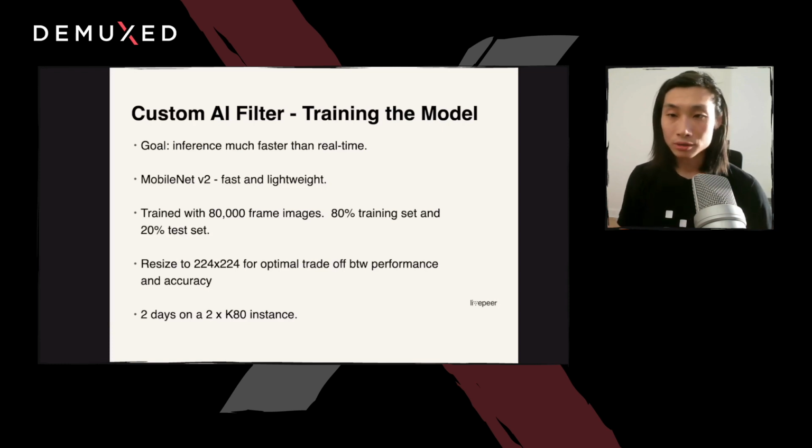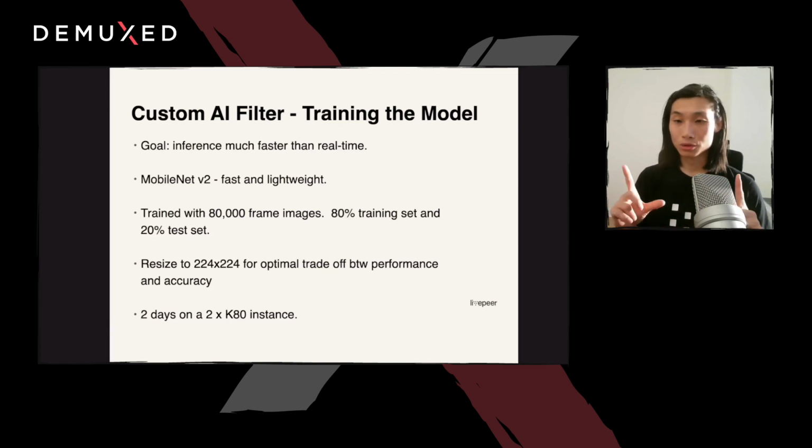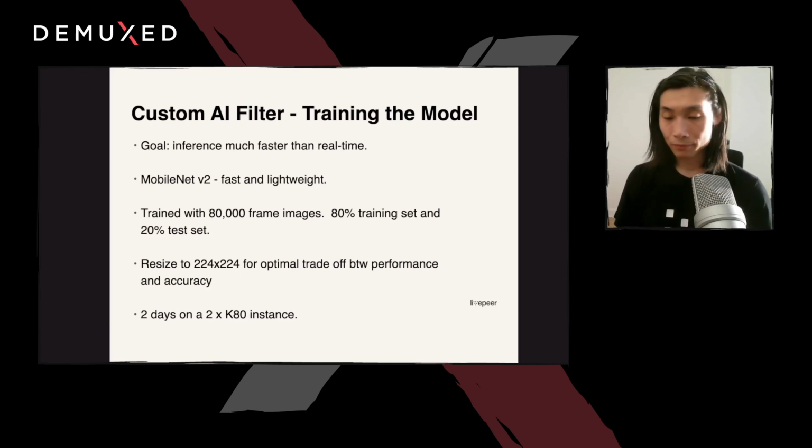One is we trained our own model in order to detect soccer streams and adult content. We used MobileNet v2 for a really fast and lightweight performance. We trained the model using about 80,000 frame images. And after some experimentation, we found that a 224 by 224 input size was the optimal trade-off between the inference performance and model accuracy. We did have to distort the video a little bit in order to fit something into a square, but we found that this worked pretty well. It took about 2 days to train this model.